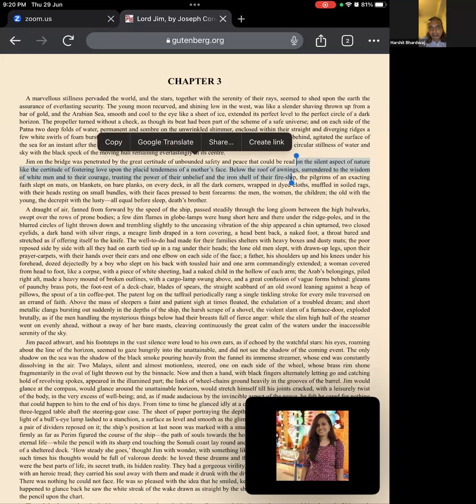Trusting the power of their unbelief and the iron shell of their fire ship, the pilgrims of an exacting faith slept on mats, blankets, bare planks on every deck. All equal before sleep, death's brother. So, white men, superior. He felt like a Lord Nelson walking that ship in charge of these pilgrims who are trusting him for his valor, the white valor of white men.